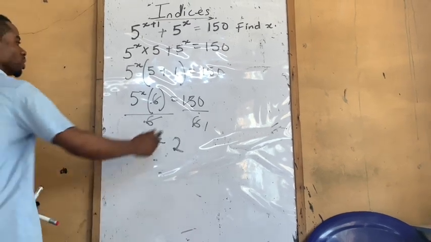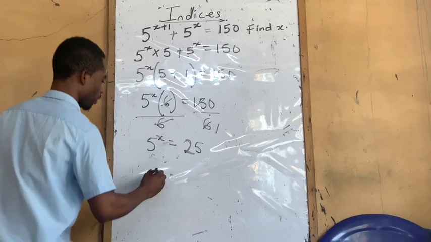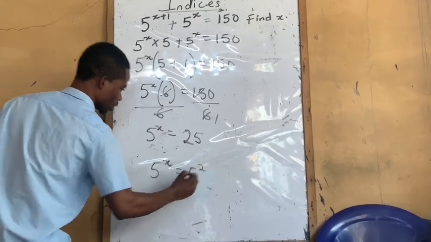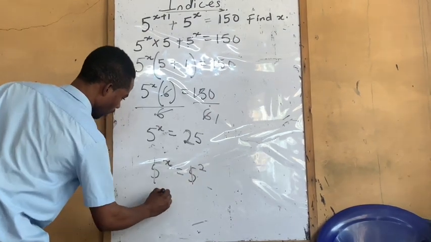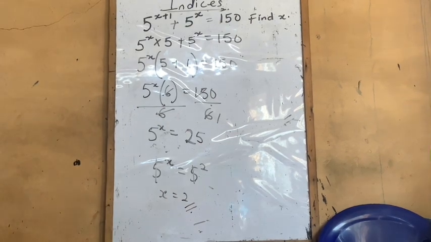Remember 3, 6 in 30, that is 5. So I can just say 5 raised to power x equals 5 raised to power 2. If I put this in index form, 5 cancels 5. So x equals 2.